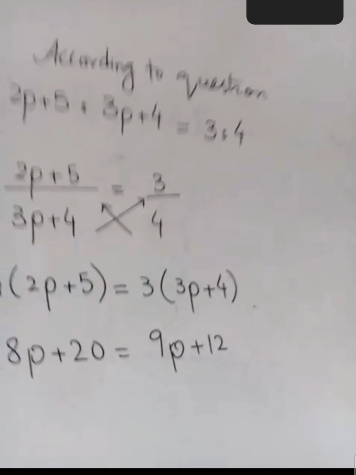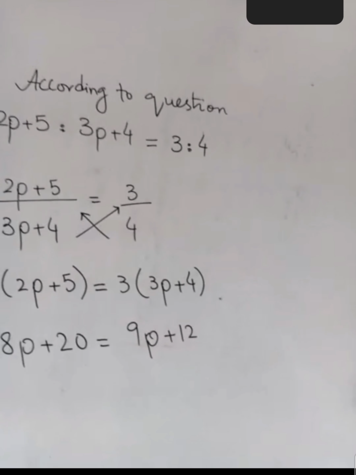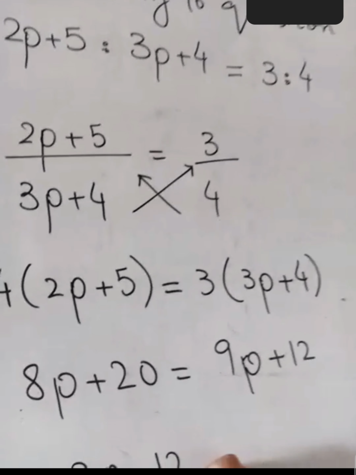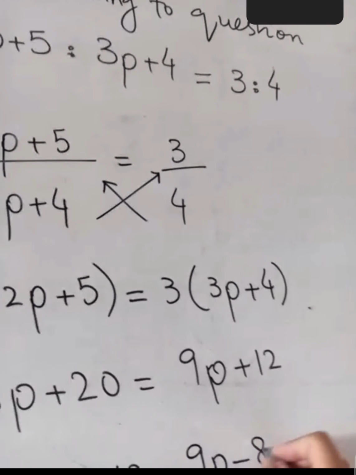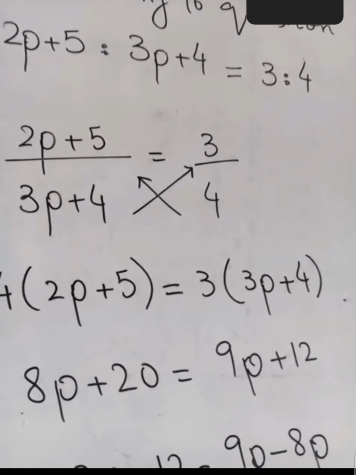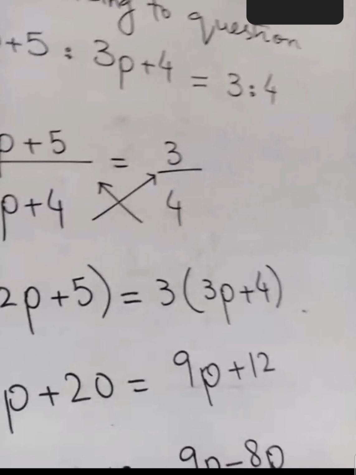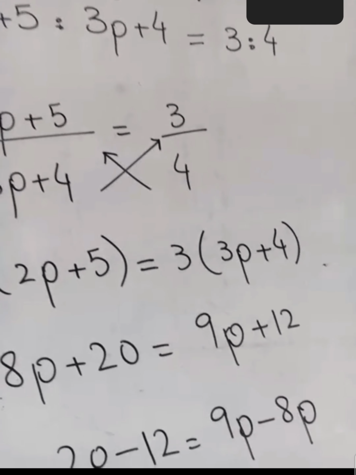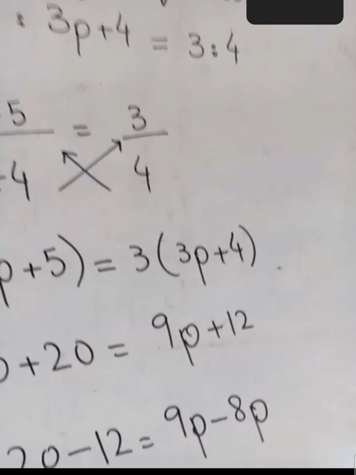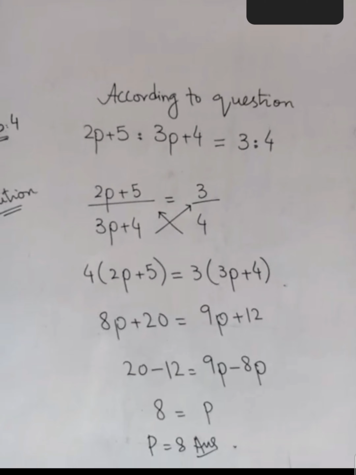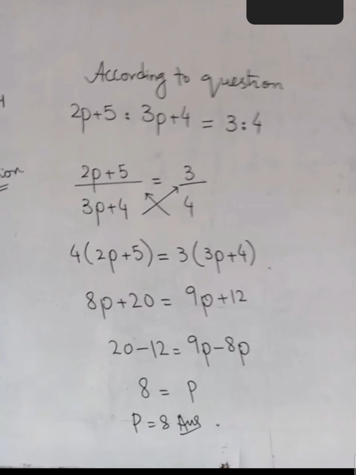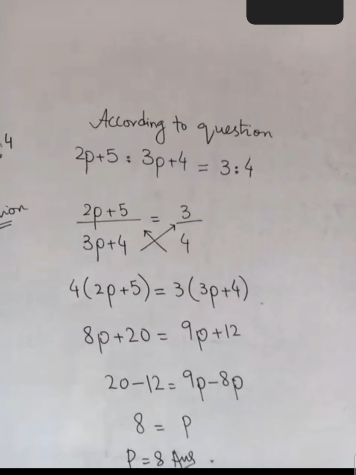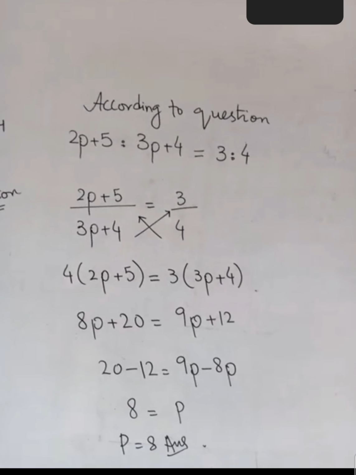Okay. Now as we have to find out the value of p, shift all p's aside and the constant numbers aside. This is 8p, shift towards the other side, it is 20 minus 12, that is 9p minus 8p. 20 minus 12 will be 8, is equal to 9p minus 8p, which is p. So from here we get the value of p, that is 8. Okay? Yes ma'am. Done? Yes. Okay, now solve the next question.